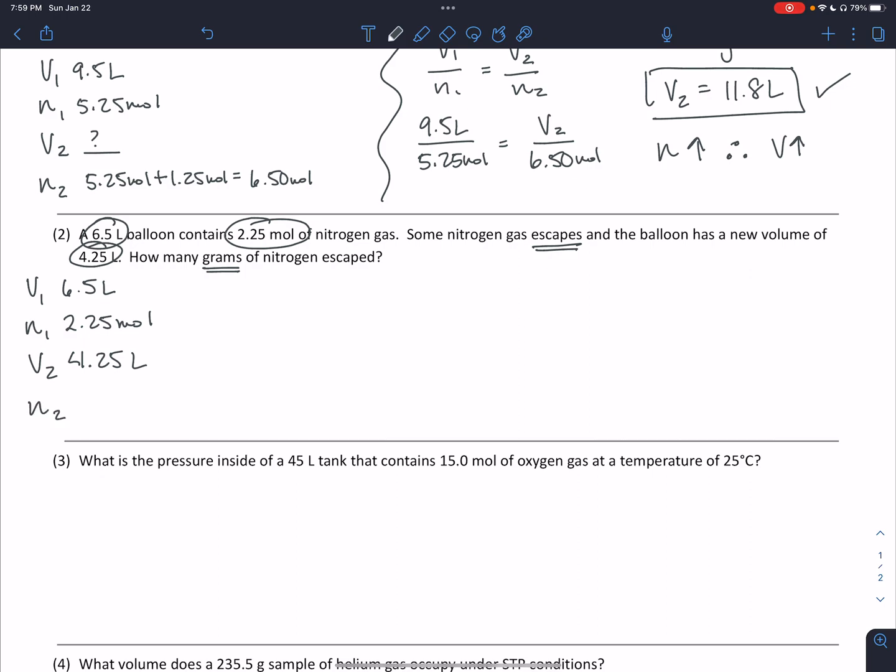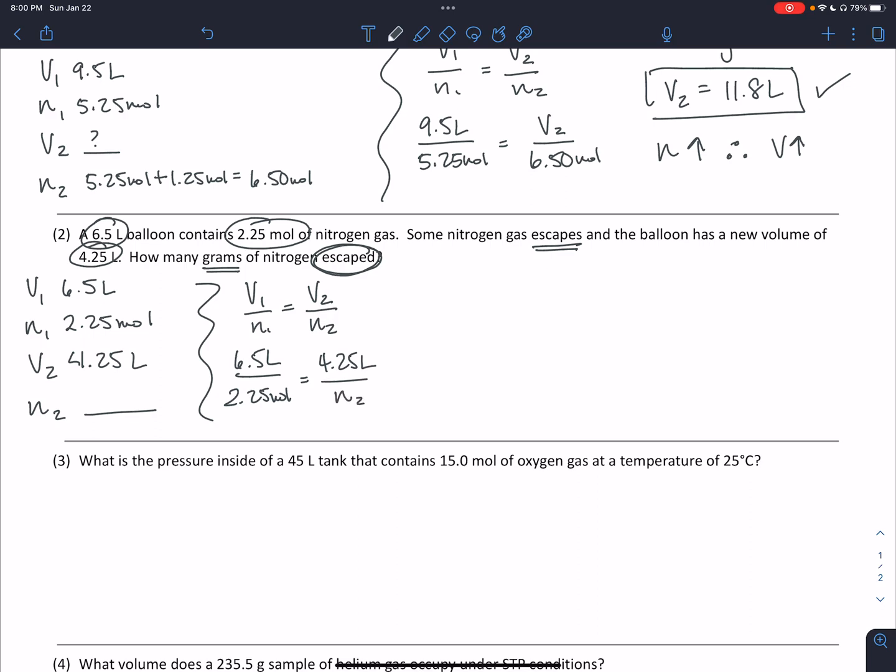So it looks to me the first thing we're going to have to do is figure out how many moles of gas are in that balloon. What we're really trying to get to is what escaped. So we need to know what we have left, and then we can figure out what is missing. So again, Avogadro's law, we've got volumes in moles, and our units for volume look good. They're both liters. We've got moles for N1, so we'll find N2 in moles as well. So V1 over N1 equals V2 over N2. So 6.5 liters divided by 2.25 moles is going to be equal to 4.25 liters divided by our unknown N2.